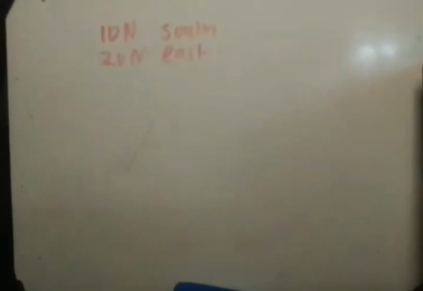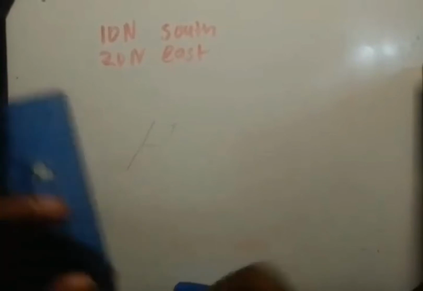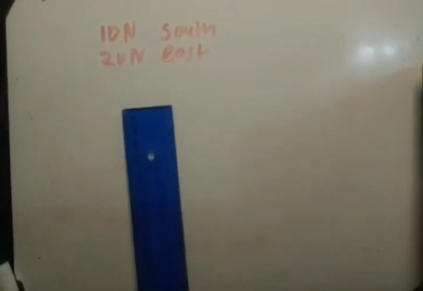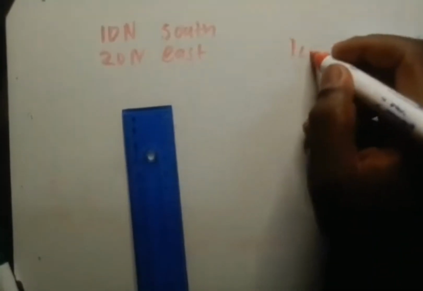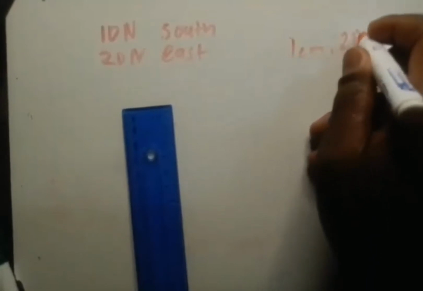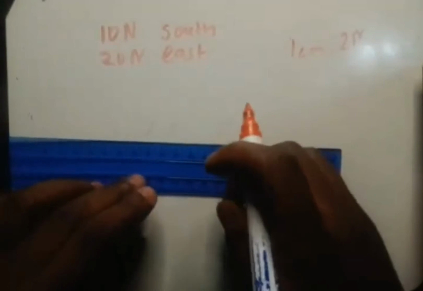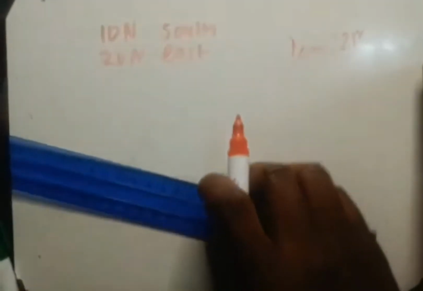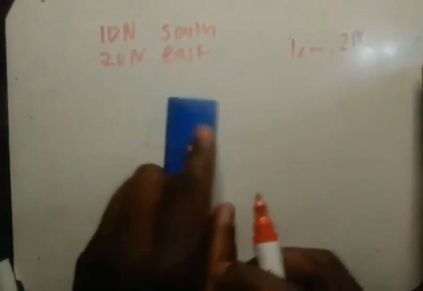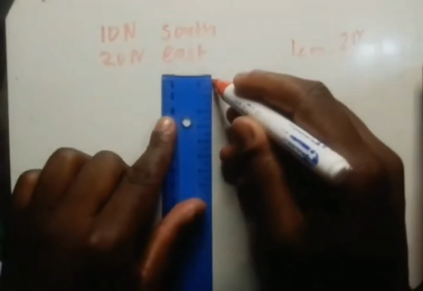So here is one scenario, 20 newtons south, the other one 10 newtons south, the other one is 20 newtons east, right? So let's draw the one of 10 newtons. Let me represent the same scale. 1 centimeter represents 2 newtons. So in this case, 10 centimeters south. So this would be, let's just say, okay, south, right? 10 centimeters.